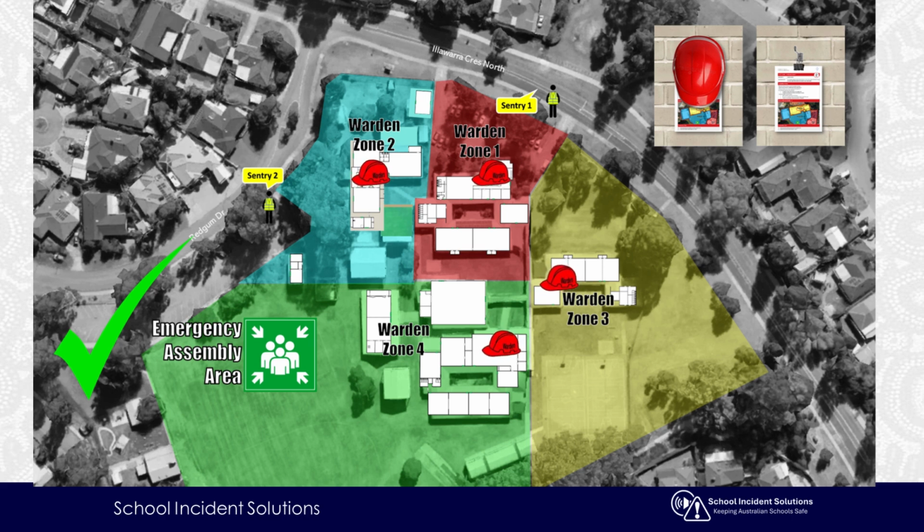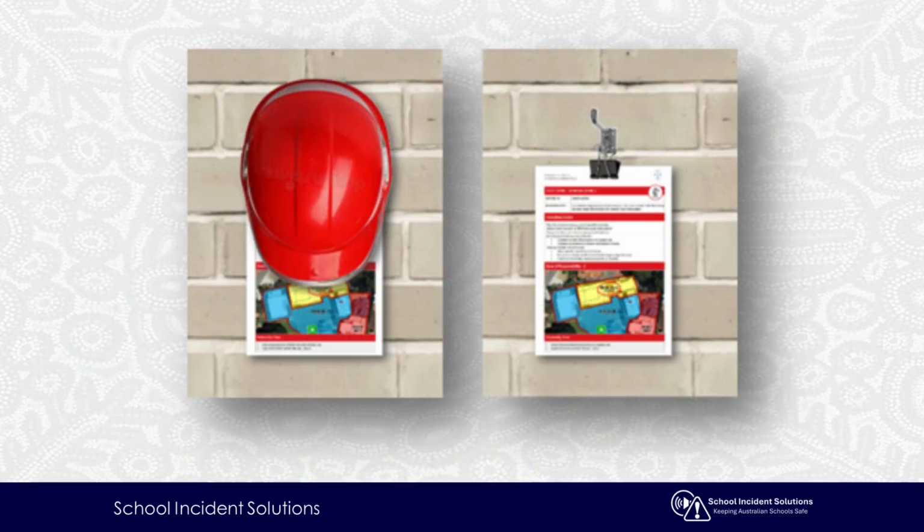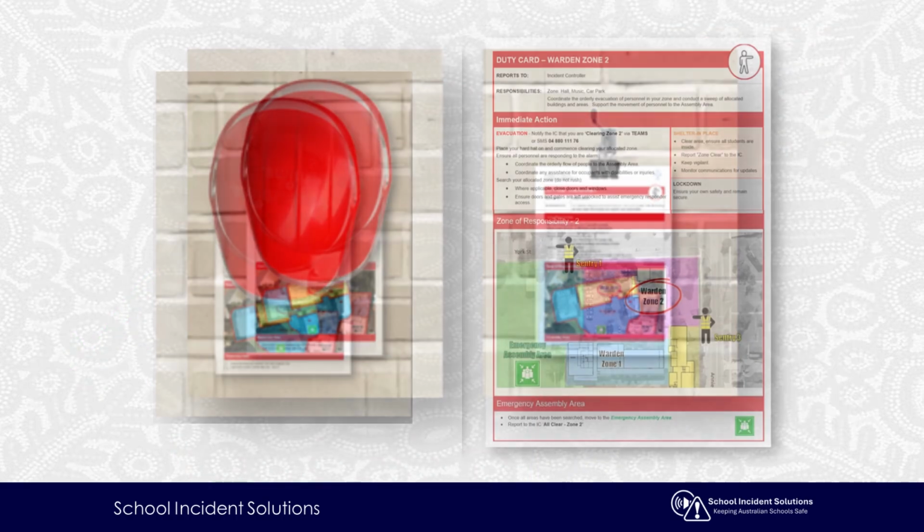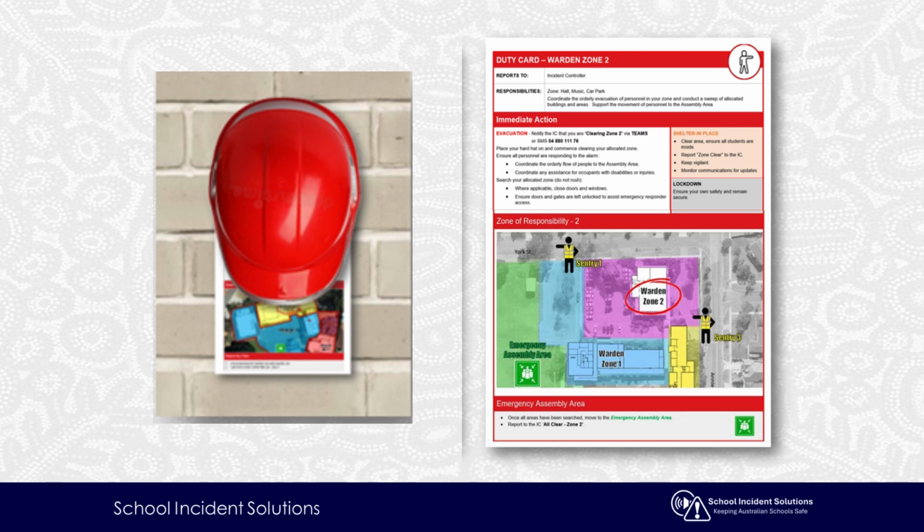Duty cards should be wall-mounted and clearly displayed within each warden zone, ideally alongside a high-visibility item like a red hard hat. This system enhances team flexibility by making it clear when a role hasn't been filled. If a staff member notices the hard hat still hanging on the wall, they can immediately recognize that the role is unassigned, take the initiative, put on the hard hat, review the duty card, and step into the role.